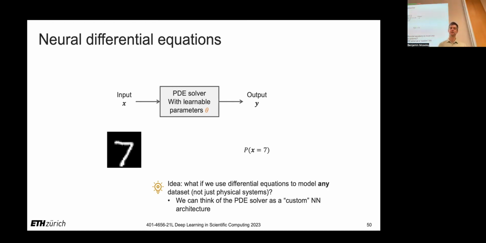So in this way, from a machine learning angle, we can actually think of the PDE solver as just a custom neural network architecture. We're replacing a ResNet or a CNN or a fully connected network, which we would normally use to solve this problem, with a PDE solver with flexible parameters. But you could just think of that as a custom neural network architecture, as an analogy.